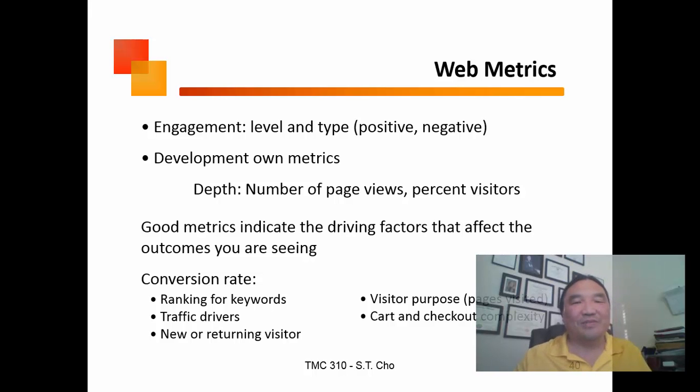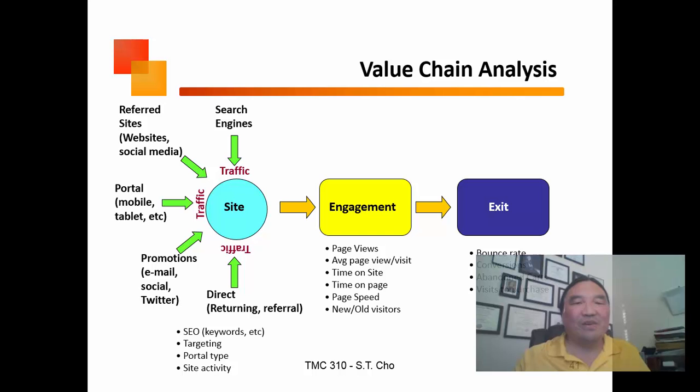Here are some of the issues related to conversion rates and engagement. These are the web metrics that people look at. What it all sums up to is this: you try to drive traffic, whether it's search engines or referrals or whatever. And once they get to my site, then I need to engage them. Engagement is how they interact with me and my website.